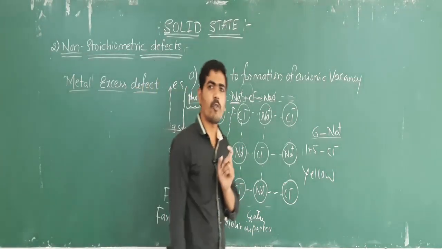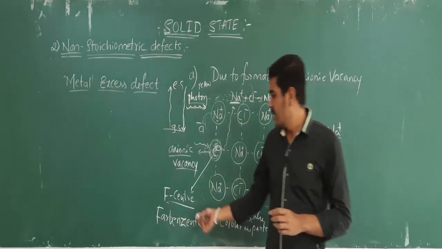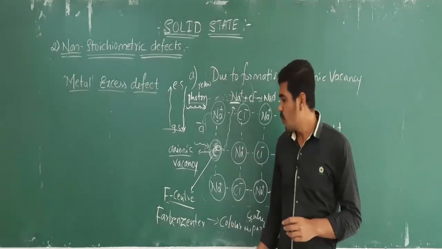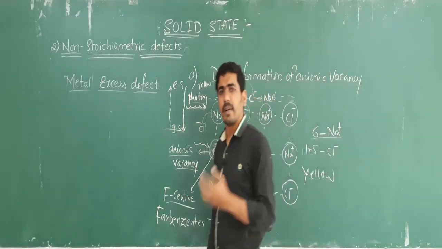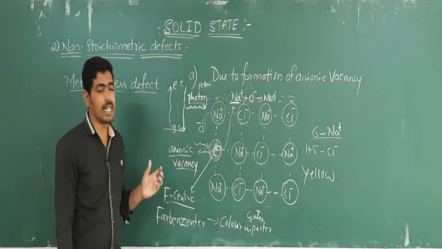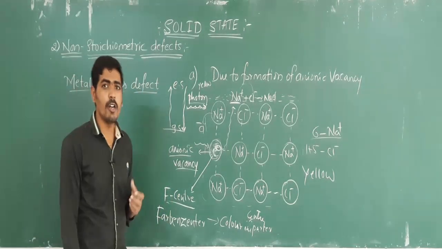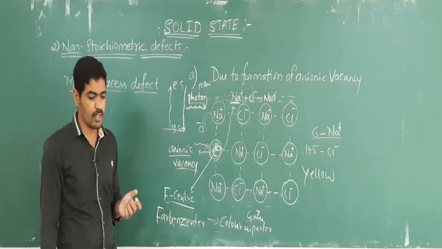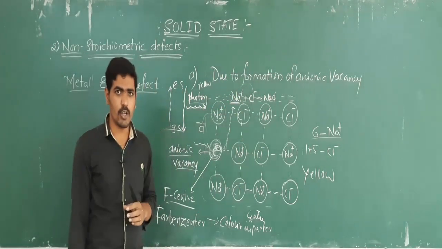Very important for 1 mark questions. So in solid state, you can get the question: what is F center? In 2 marks questions they may ask what is the cause of metal excess defect and give one consequence of metal excess defect. The cause for metal excess defect is due to formation of anionic vacancy.